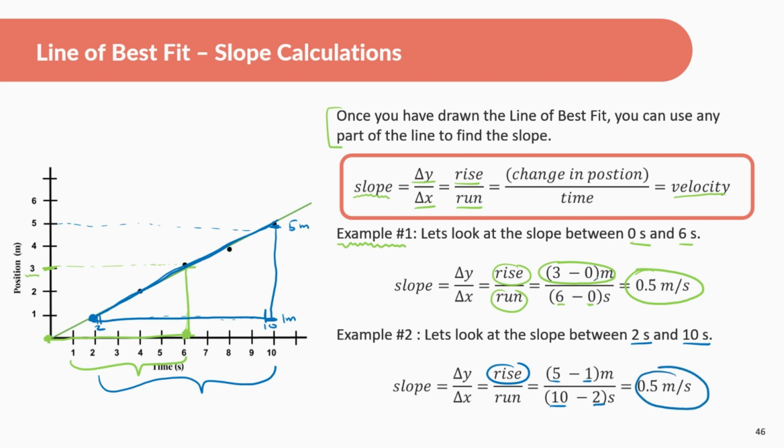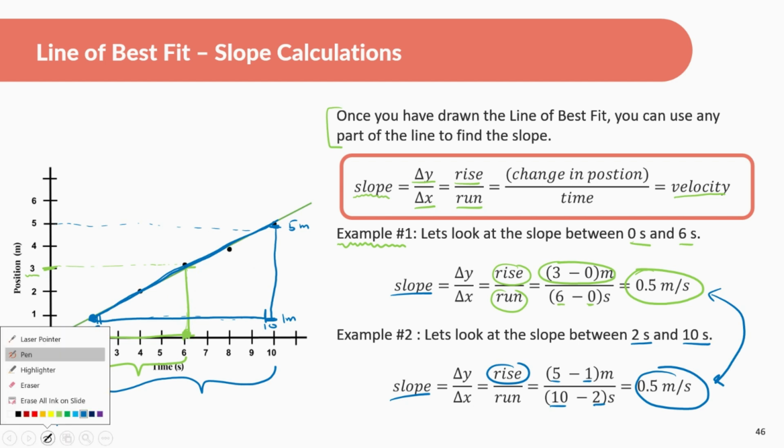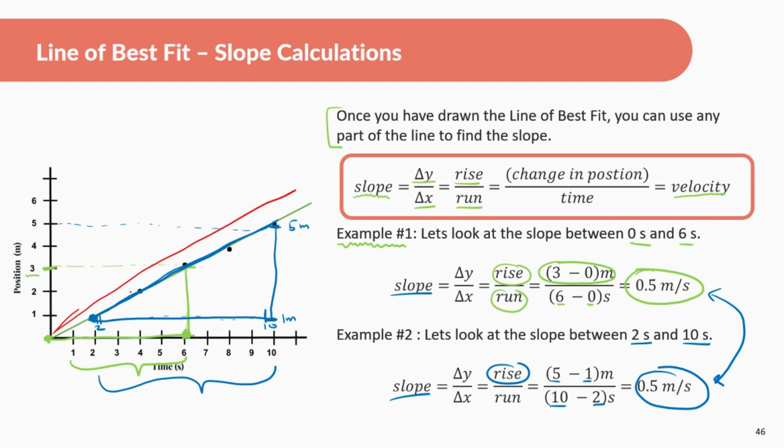So what you should see is the slope is the same. It's going to give us the same answer. It's going to be 0.5. Okay, 0.5 meters per second. And that should be the case because what we can see with this slope, and let me use a different color, do red, what we can see with the slope is that it's a straight line. It's linear, meaning it's not getting steeper at some point. It's not getting more shallow at some point.